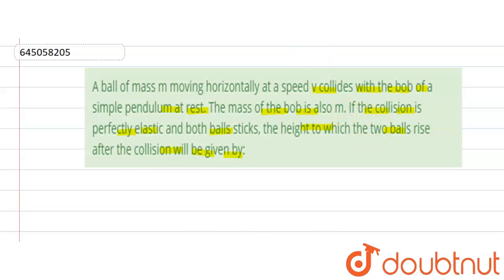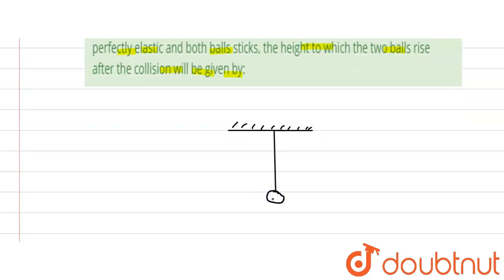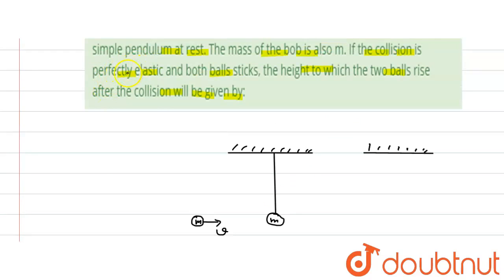So firstly here we can see that this is a simple pendulum, and here it's a bob and a ball of mass m. This ball of mass m is moving with velocity v, and this bob of the simple pendulum is at rest, and this mass is also m. And here, if the collision is perfectly inelastic and both balls stick like this, we have to find this height.